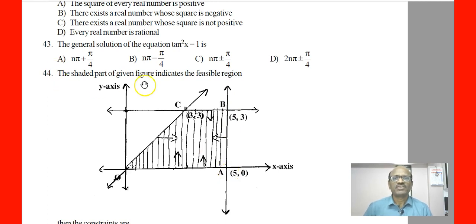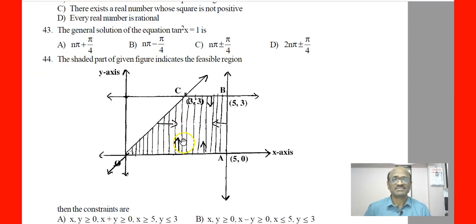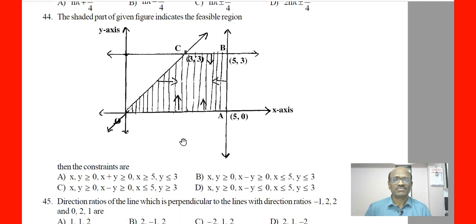The shaded part of the given figure indicates the feasible region. This is a feasible region. Then which are the constraints? It is definitely that x and y are both positive. This is the first case. What is next? In the next, x is less than or equal to 5. That is possible. What about here? Y is less than or equal to 3. This is possible here.